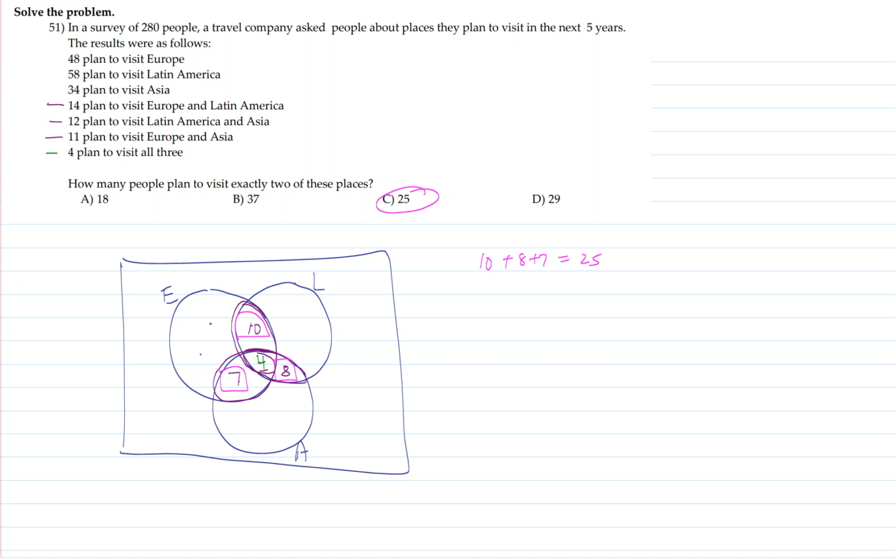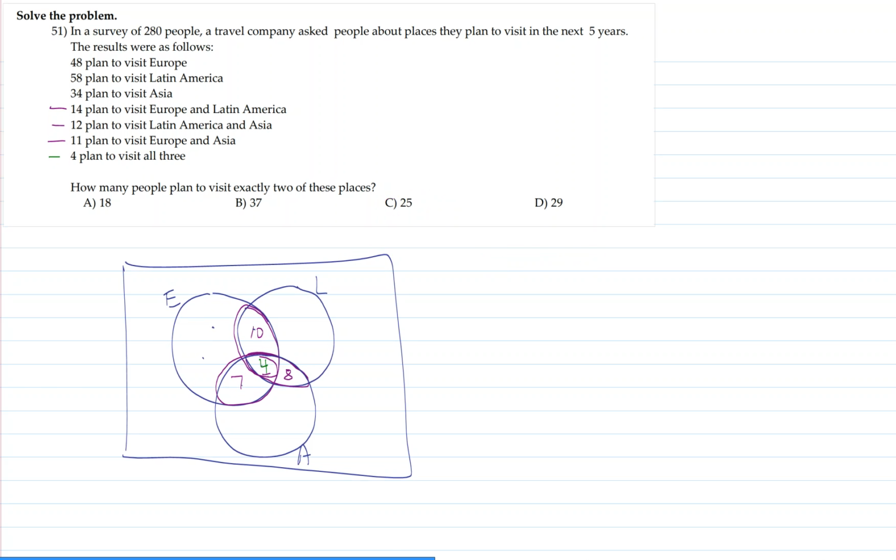I'm going to continue because I think this is a good problem to work all the way out. Like I said, I could ask you a lot of different questions on this survey. How many would plan to visit exactly 1? How many plan to visit only Europe? How many plan to visit none of these? So there are a lot of other questions. I'm going to continue with this problem and fill in all the regions. Okay, so I'm going to back it up a step. Pretend like I didn't just do that number, and let's keep going.